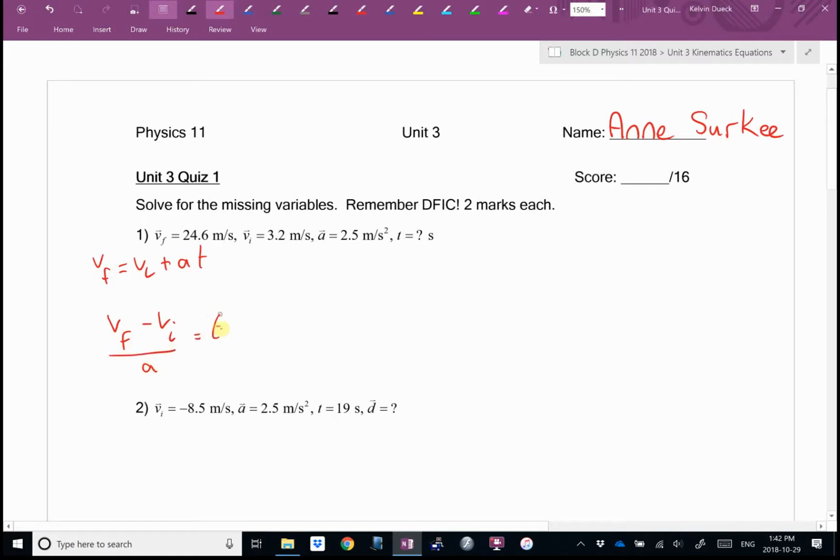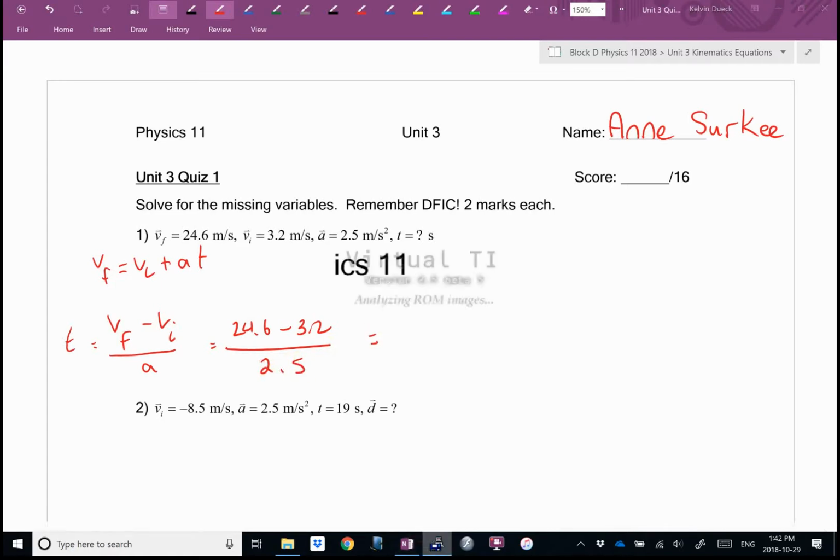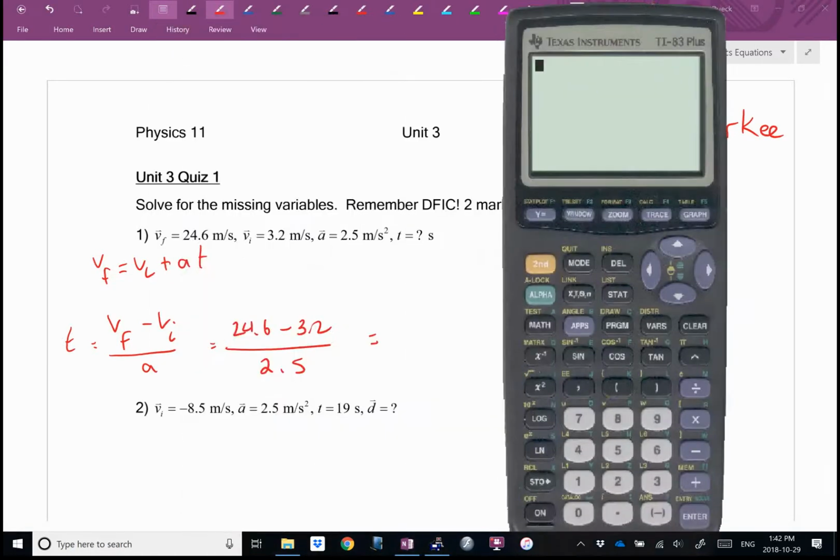And in my mind, it's equal to T, but I've told you I always pause and put T equals right there. Now I'm going to plug in the numbers. It's going to be bracket 24.6 minus 3.2 all over 2.5. Did you get 8.56? By the way, technically, how many sig figs is 24.6?